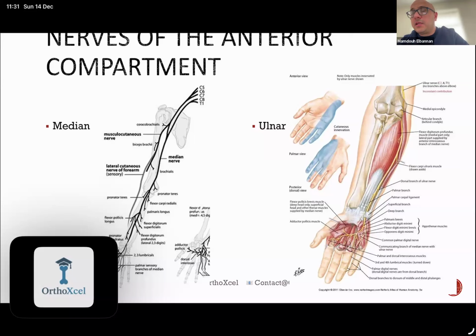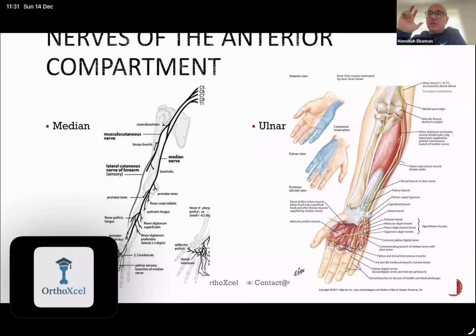The other point for the ulnar nerve that you have to be aware of is the ulnar paradox: the higher the lesion, the less the deformity. Why is this? Because the ulnar nerve supplies most of the intrinsic muscles in the hand and also supplies the little and ring finger FDP. So if you have a lower lesion, then they will have a claw hand.